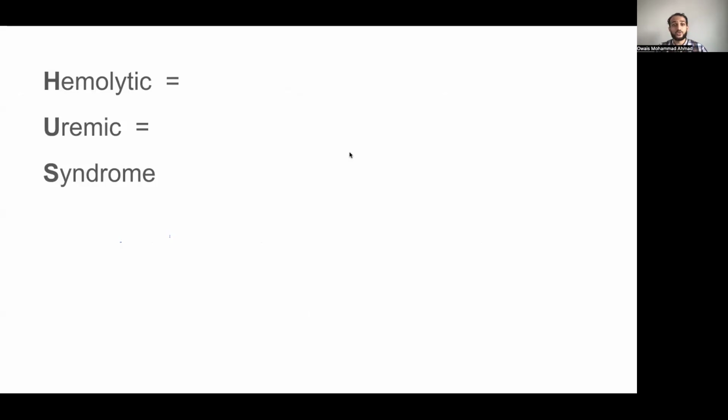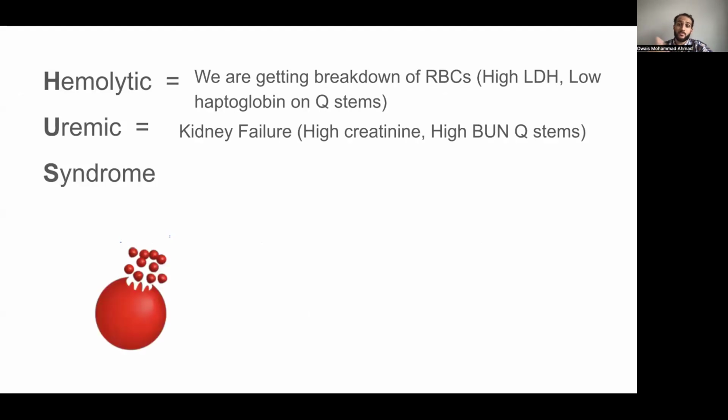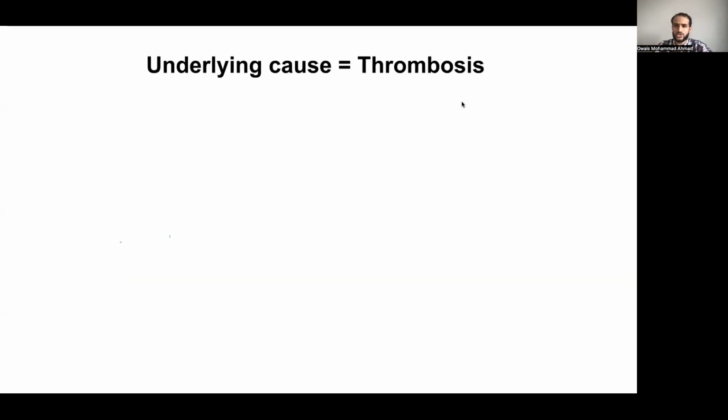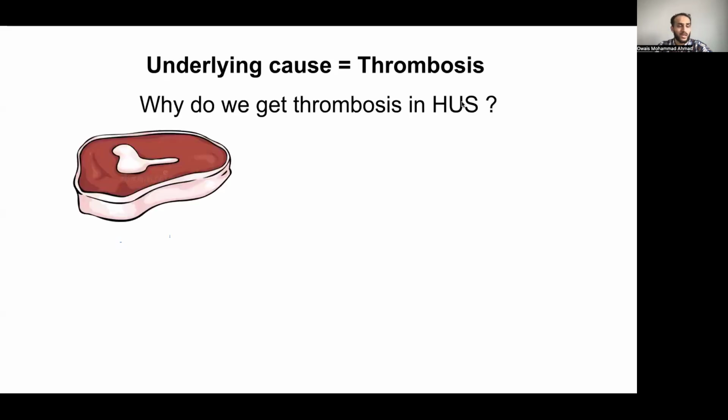And I would also give the student a mnemonic. So I have a mnemonic here for hemolytic uremic syndrome. I believe mnemonics are really great as memory anchors, so I would definitely give that. And then I would go through the hemolytic uremic syndrome with him. That is basically the underlying cause of thrombosis. Why do we get thrombosis?